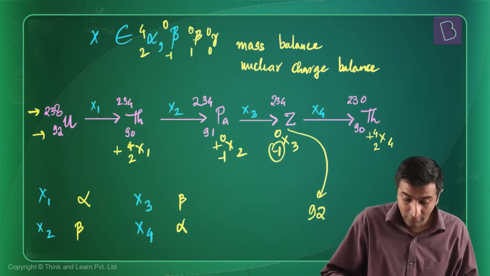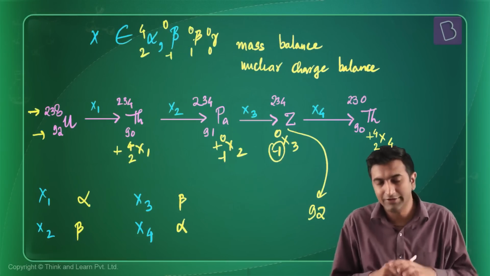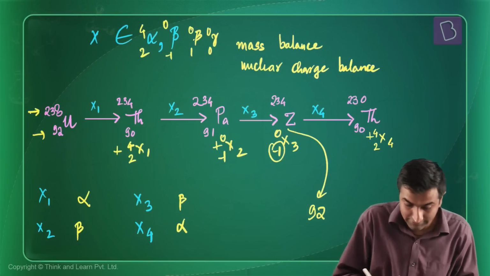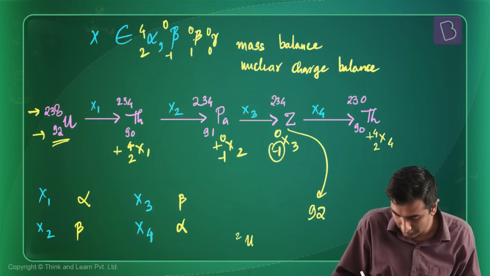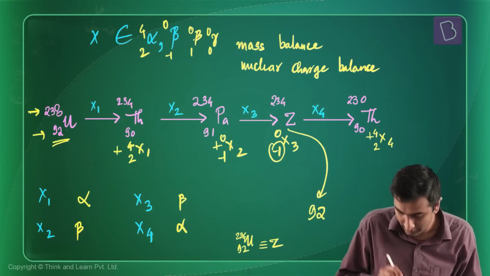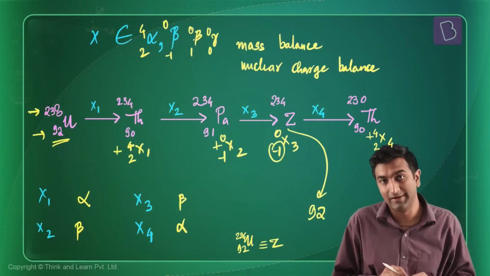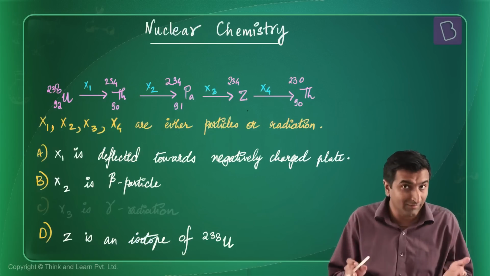We found the nuclear charge of Z to be 92, which is the same as that of uranium. So this is another isotope of uranium, which is U234, right? This is what Z is. This is equivalent to Z. Let me write that down. Yeah, so there you go. So that option is correct as well. So you have the correct answer on your screen. There are 3 of them that are correct.